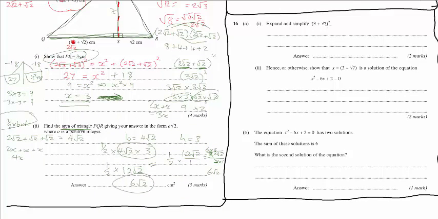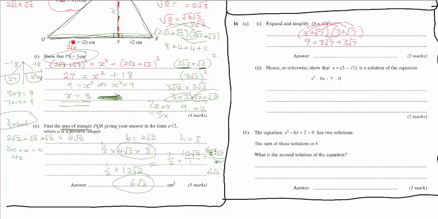It wants us to expand this. This should be straightforward. 3 plus root 7, 3 plus root 7. Okay. 3 times 3, that's 9. 3 plus 3 times root 7. Another 3 plus root 7.